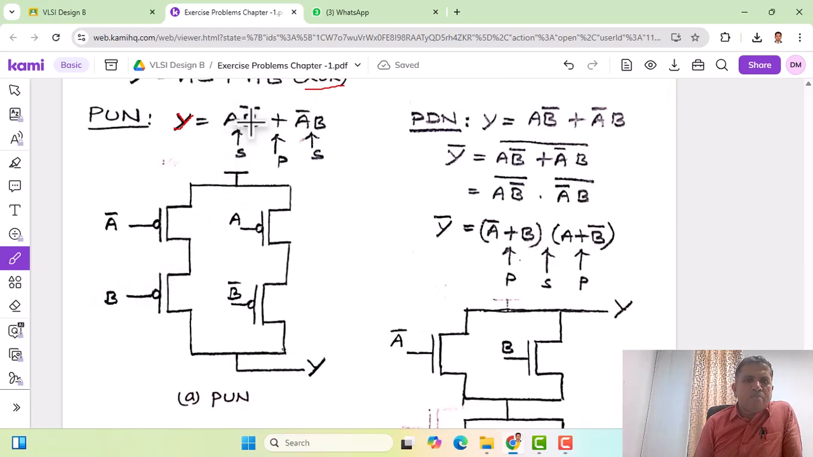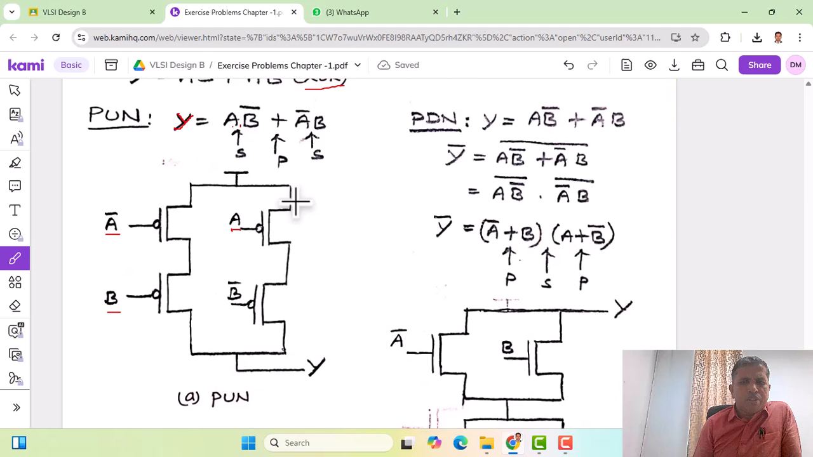So here we have A B bar, which can be written using two transistors. Instead of A, we write A bar here, and instead of B bar, we write simply B. These two have a dot product, so they will be connected in series. Similarly, for A bar B, two transistors are connected in series, and these two structures will be in parallel to each other. Here we have A bar, so we have A here, and we have B, so we have B bar here.